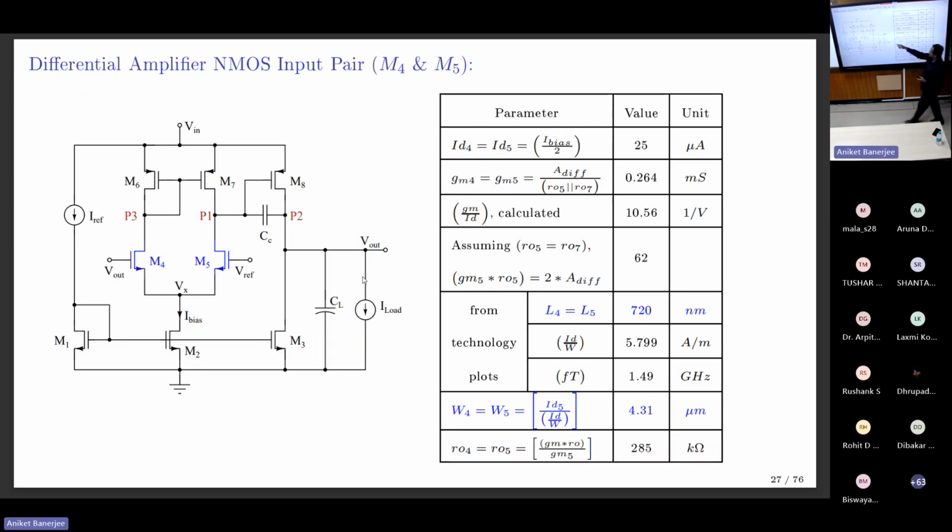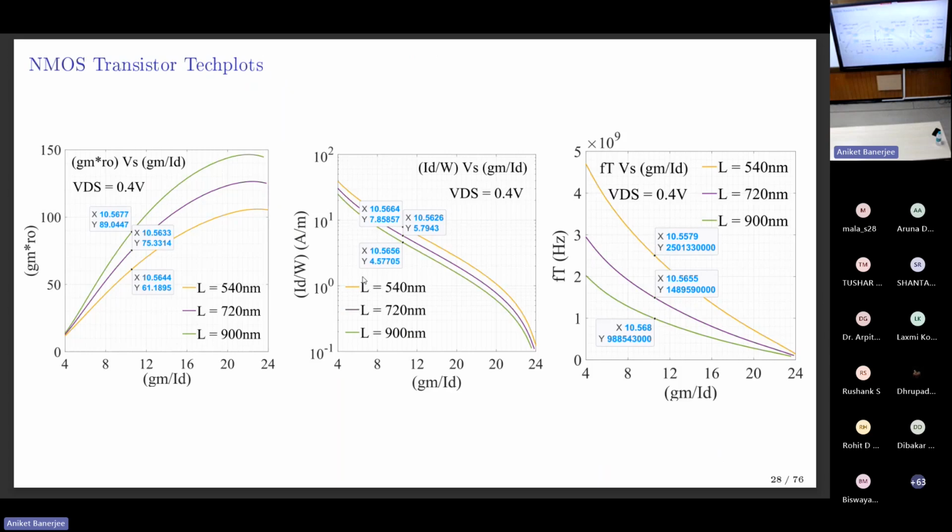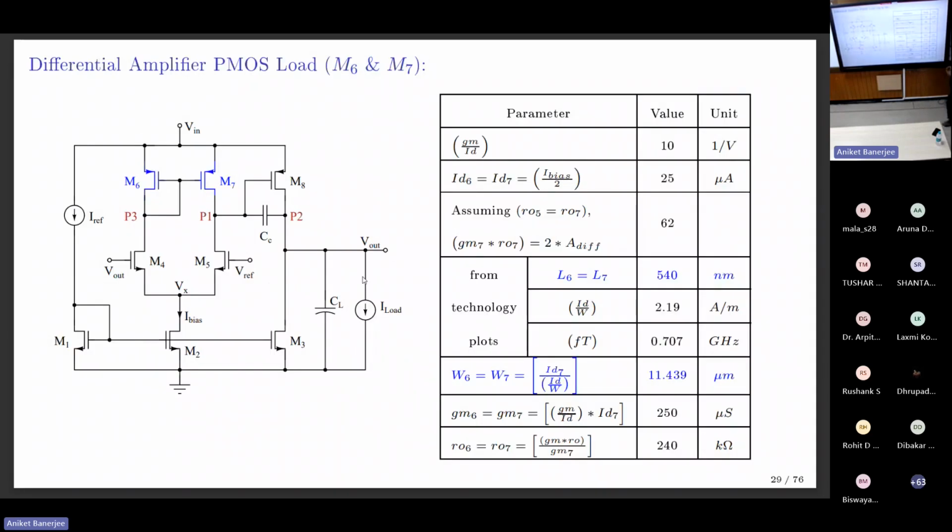Okay, so we have seen how to get W by L of M4 and M5. Now the next step, the PMOS load: how to get M6, M7 W by L.